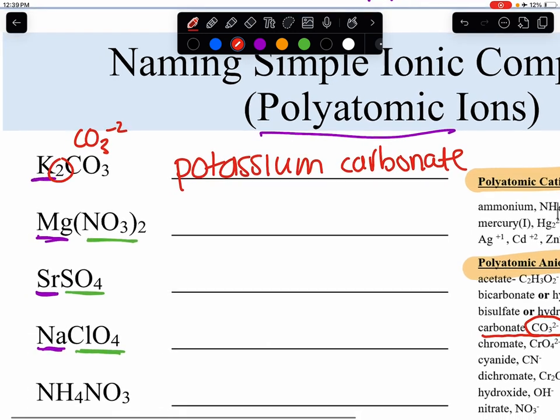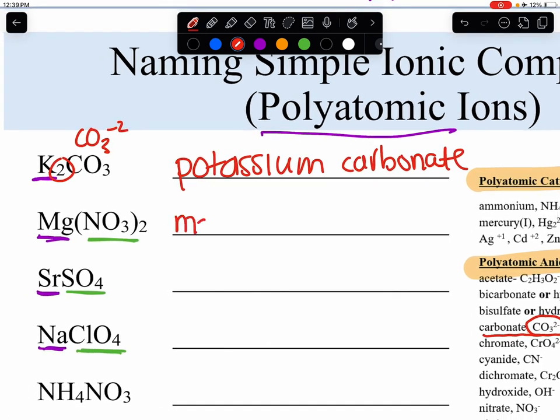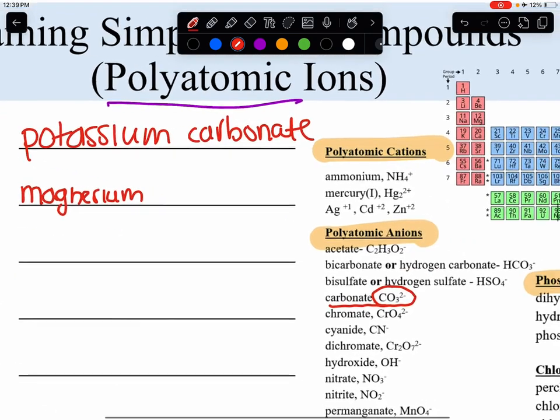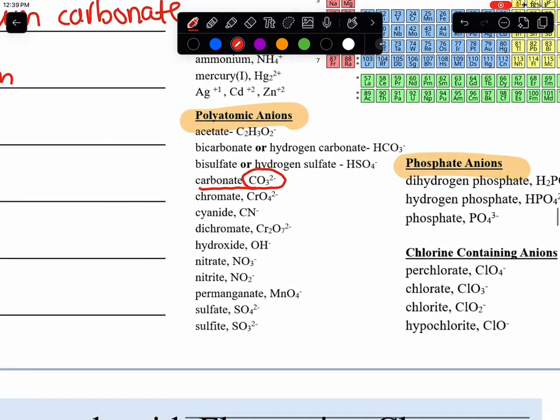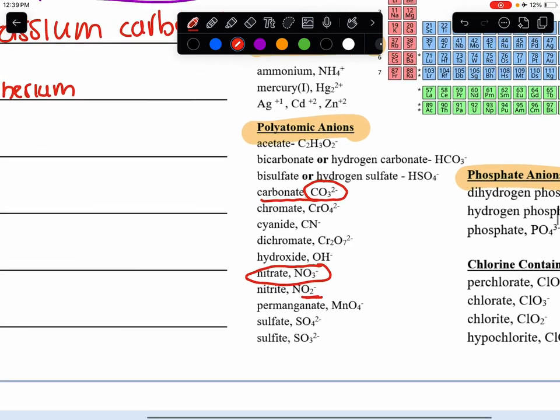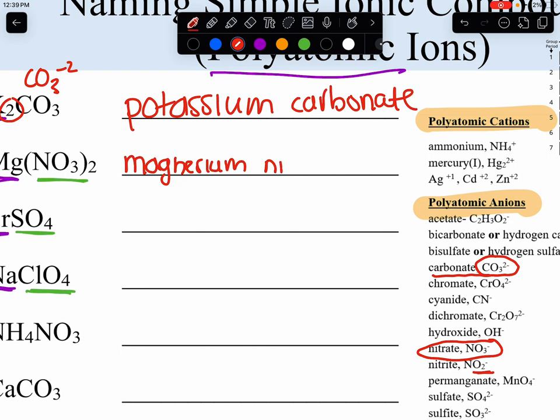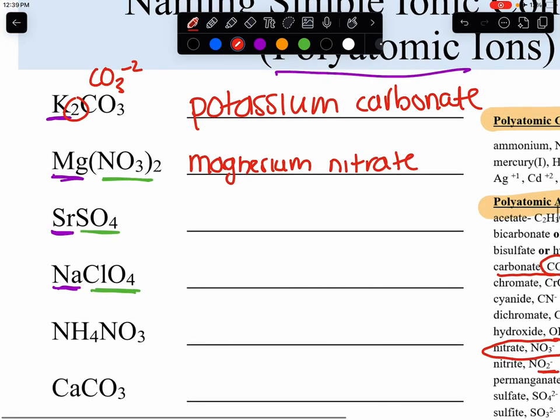Okay, let's do this again. So we see magnesium, and we see an NO3. So I'm going to go ahead and look through here. Oh, I see an NO3. Please don't get it confused with NO2. It has to match the identical formula. So the other word for this is nitrate. So this is why it's so important to have that polyatomic list close to you.